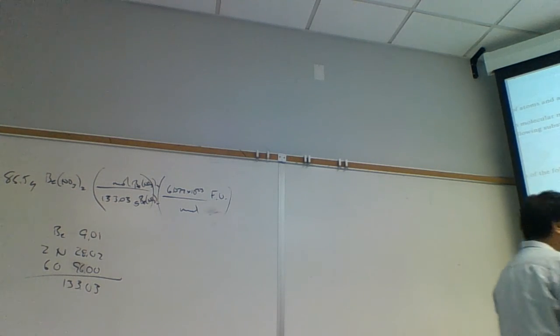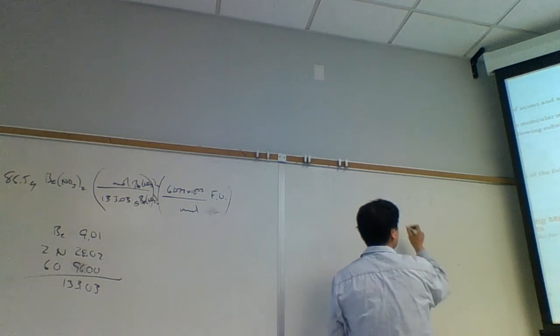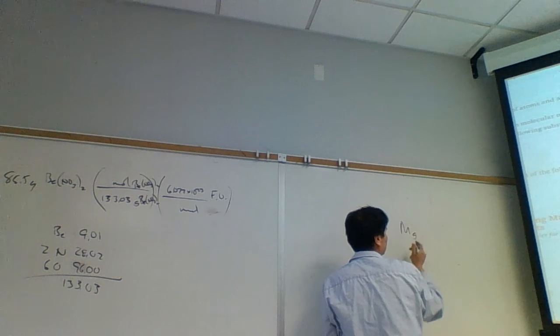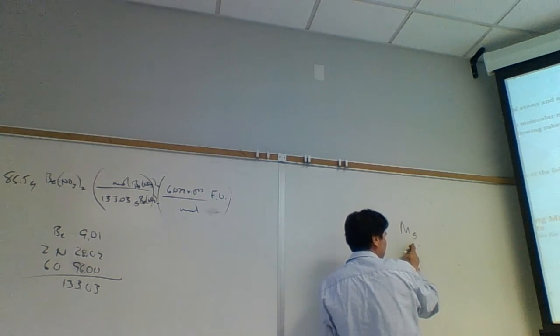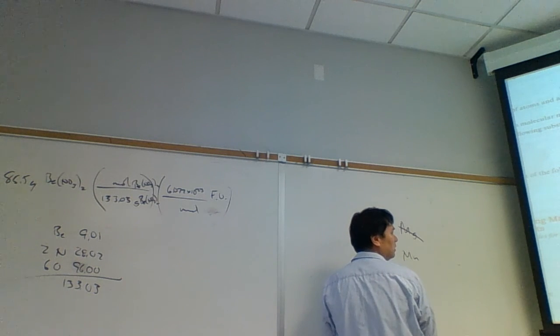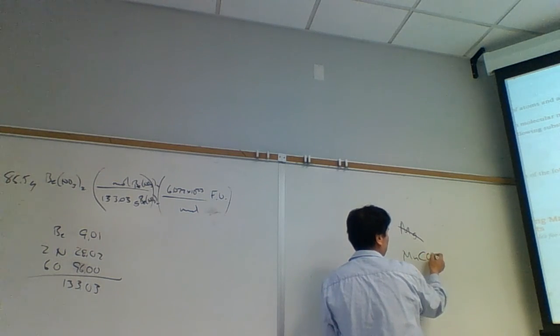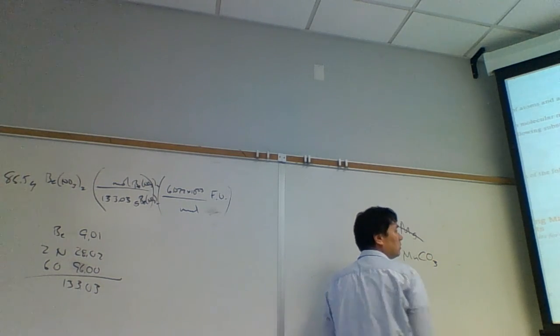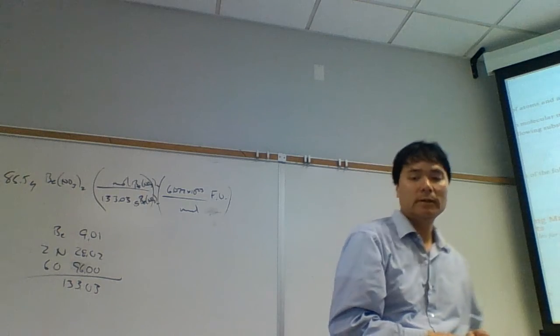The manganese 2 carbonate. Formula for manganese 2 carbonate. Manganese and magnesium always get mixed up. So which one is this? Is this manganese or magnesium? That's not it. Mn. Carbonate, CO3. So it would be MnCO3.